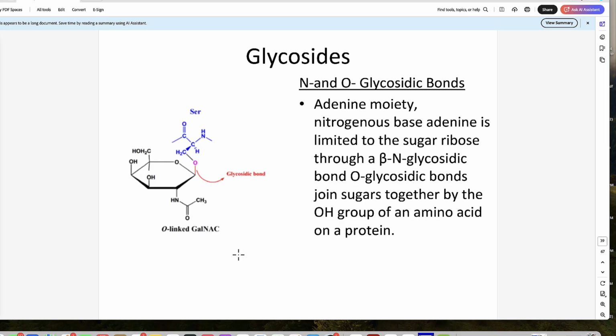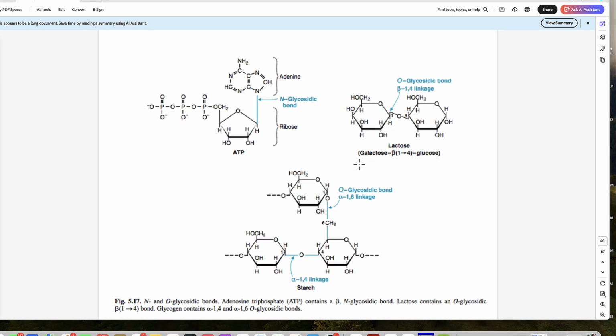In contrast, you have O-glycosidic bonds, such as in lactose, and they join sugars to each other or attach sugars to hydroxyl groups of an amino acid on a protein. So this should hopefully bring back to your remembrance when you learned about proteins and the formation of amino acids in your undergrad or even some of your genetics classes. That's what this is visually showing you, the reaction of the N and O glycosidic bonds.